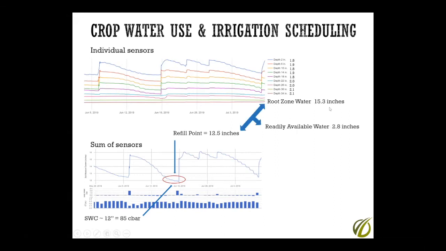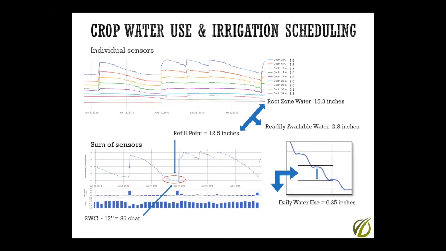So what I do, if I take the root zone water of 15.3 inches to my refill point of 12 and a half inches, the difference between the two is 2.8 inches. So I have 2.8 inches of readily available water. And this is going to be the basis for scheduling my next irrigation event, working under the assumptions that we've already discussed.